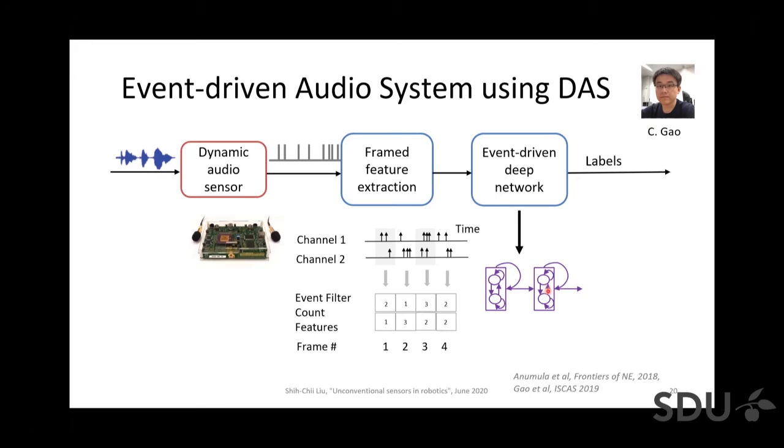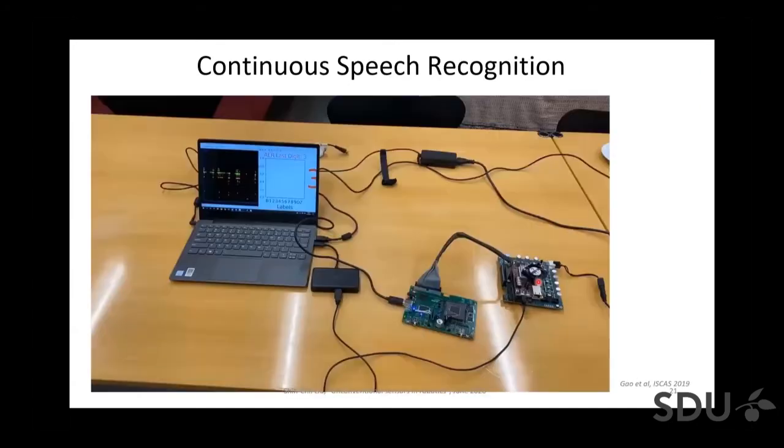Now I'm going to show an example of how we use this whole pipeline on a speech recognition task. This is continuous speech recognition where we're going to recognize single digits, like 0, 1, 2, 3, 4, 5, up to 9. This particular network has also been implemented in FPGA. So you're going to see a demonstration video of how it works.